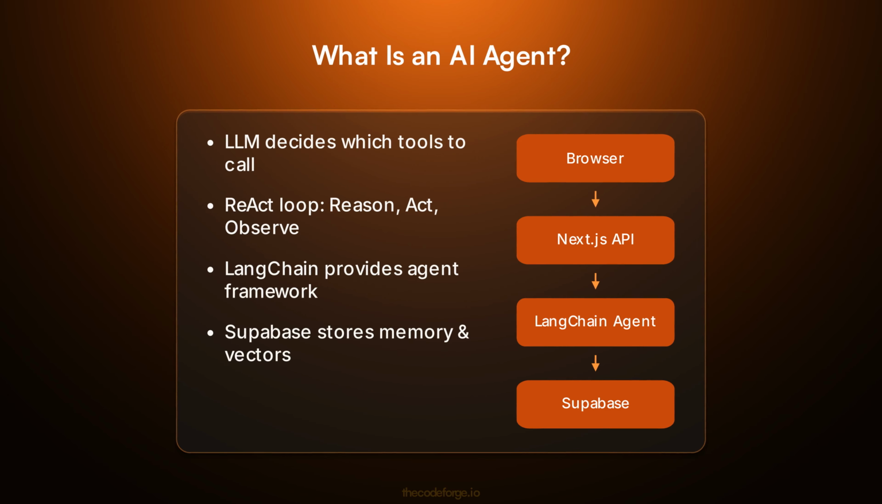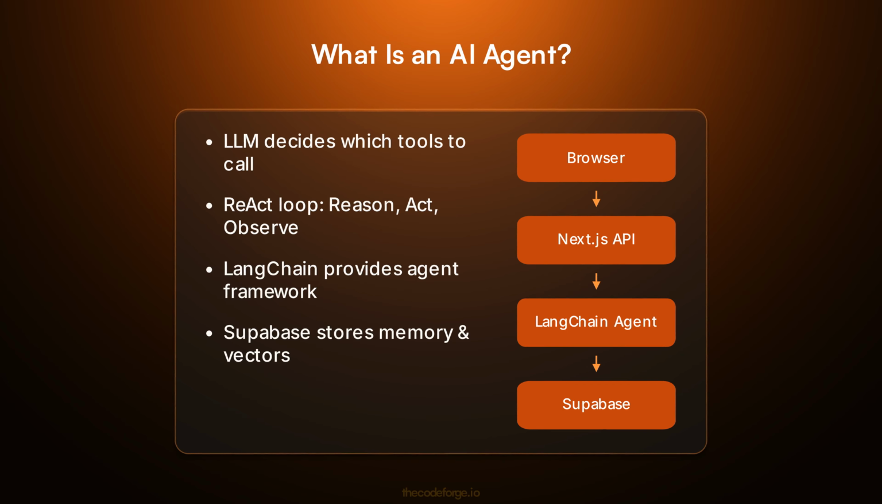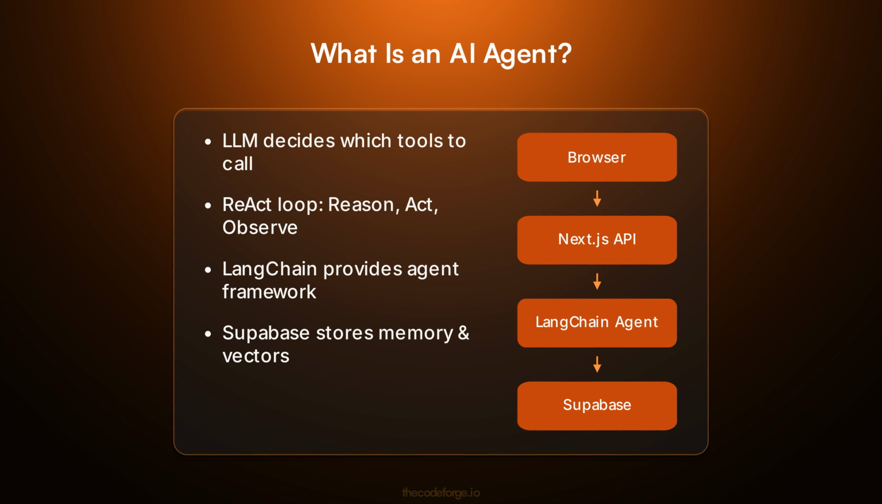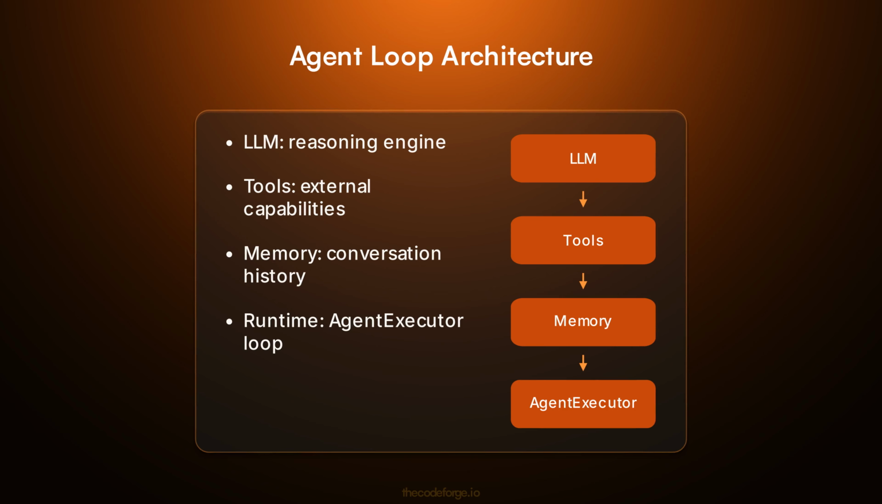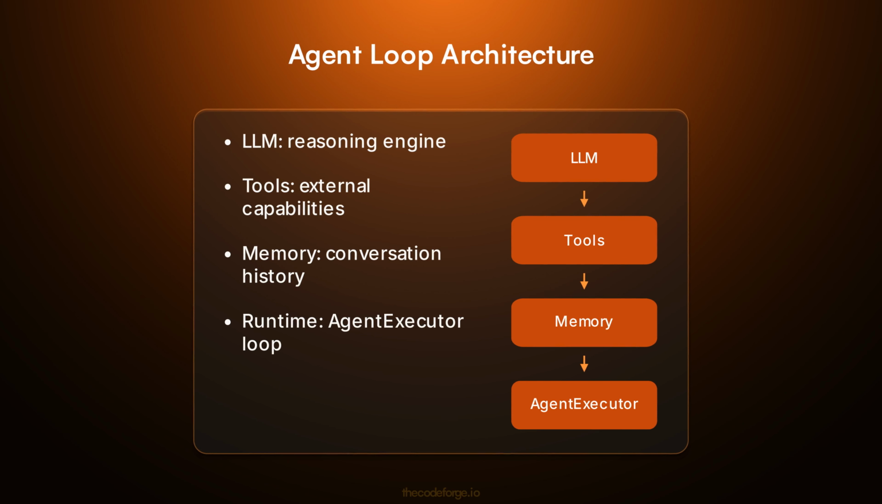An AI agent is a smart assistant with a toolbox. Instead of just answering questions, it decides which tool to use, calls it, observes the result, and repeats until it has enough information. LangChain manages this loop, Supabase stores conversation history and vector embeddings, and Next.js streams responses to the user. An agent has 4 components that work together in a loop.